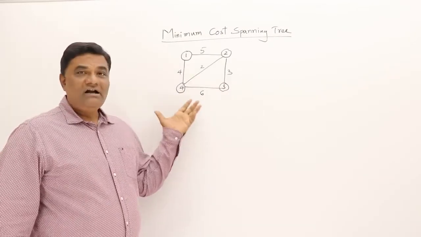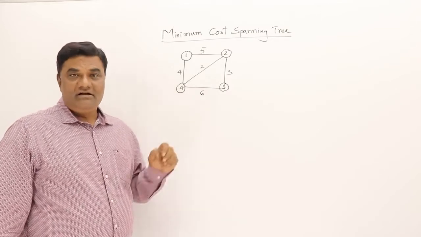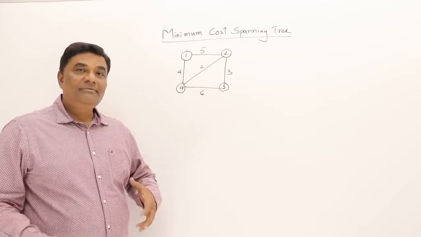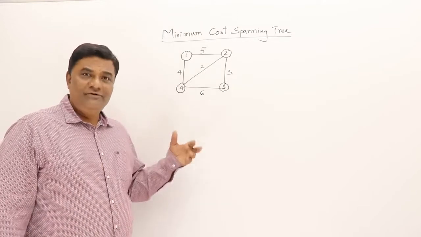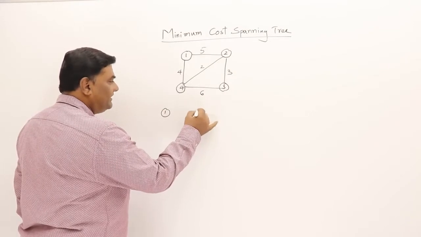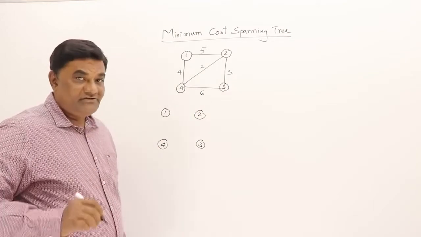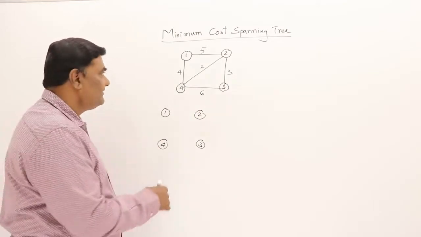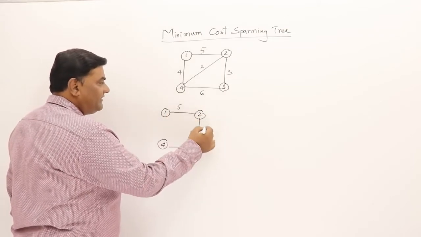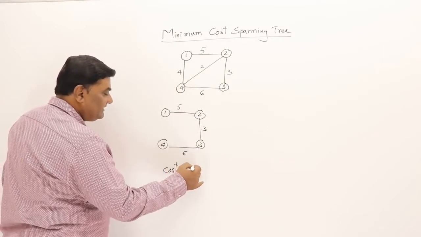I have a graph where the edges have weights. So this is a weighted graph. I want to know what possible spanning trees there are. So I'll draw a few spanning trees. Let us draw one spanning tree. This is vertex 1 and 2 and 3 and 4. So 4 vertices are there. Then how many edges should I take? 4 minus 1, only 3. So I'll select this one. 1, 2, 3. So what is the weight of this one? 5, 3 and 6. So what is the cost of this spanning tree? The cost of this spanning tree is 14.